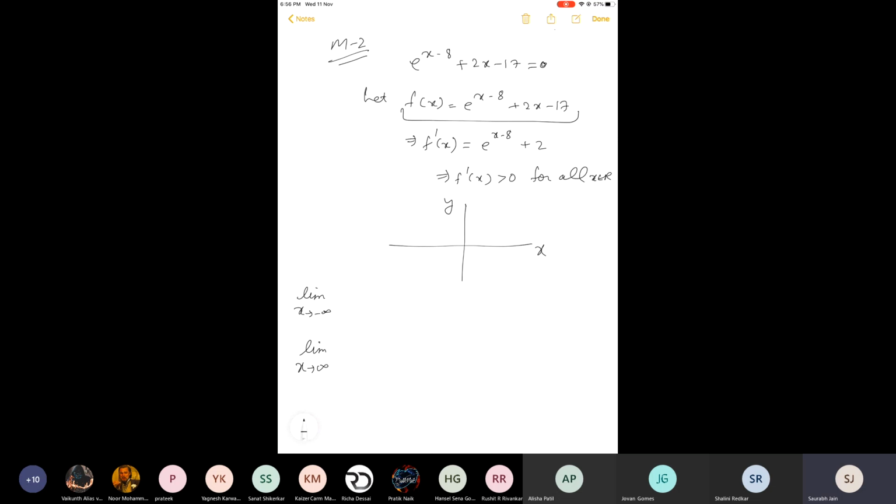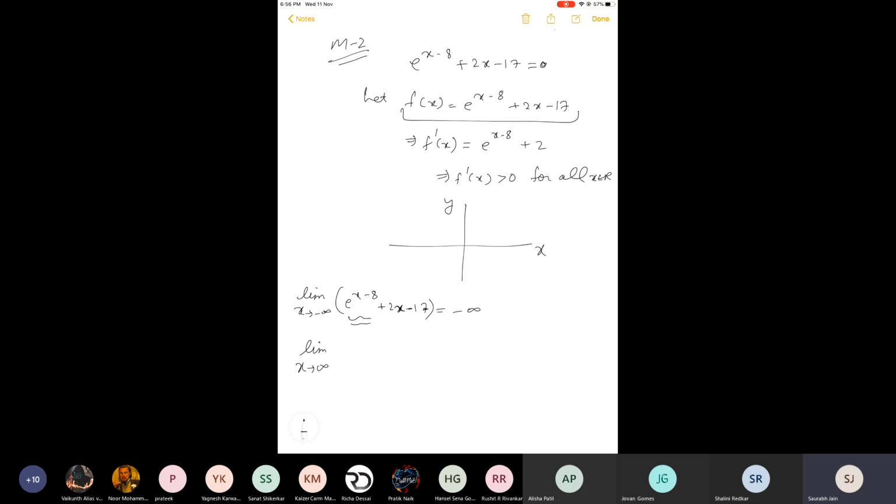Okay, so the limit of f(x) = e^(x-8) + 2x - 17. Can you tell me? Let me tell you this value. At minus infinity, this value will be minus infinity only. Why? The first part will become 0, since e to the power minus infinity is 0. Then 2 into minus infinity will be minus infinity, minus 17.